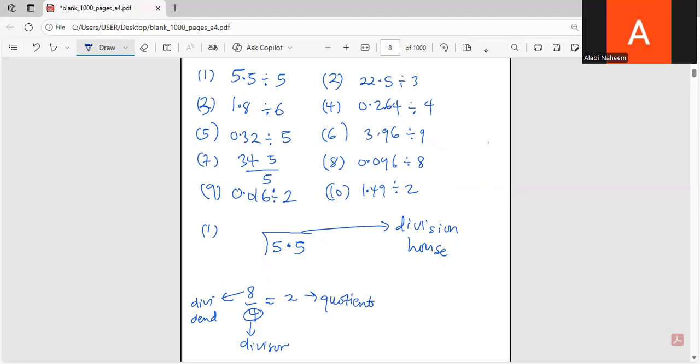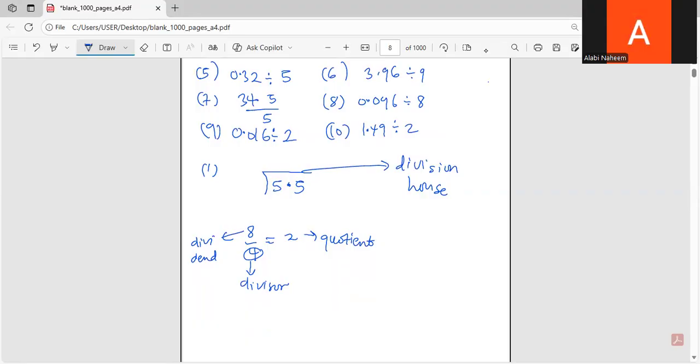The quotient. So when I say the dividend, you know what it means. When I say the divisor, you know what it means. When I say the quotient, you know what it means. Divisor is the number I'm dividing by. Dividend is the number I'm dividing. And the result of division is the quotient. So let's proceed.